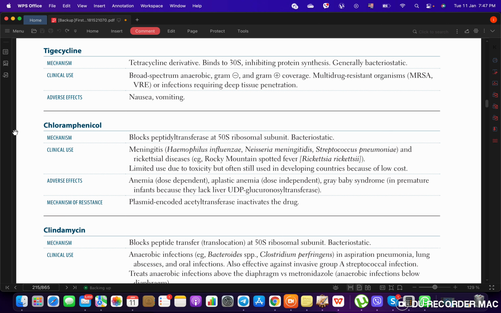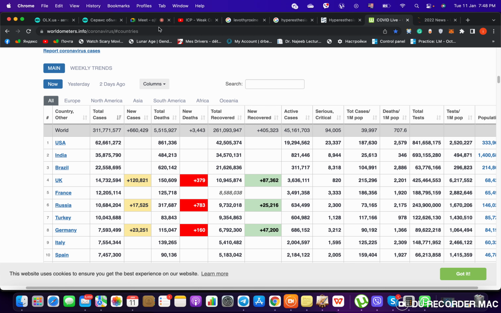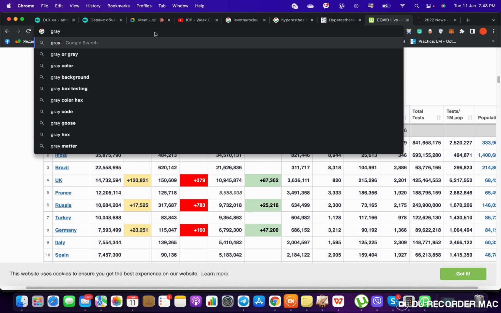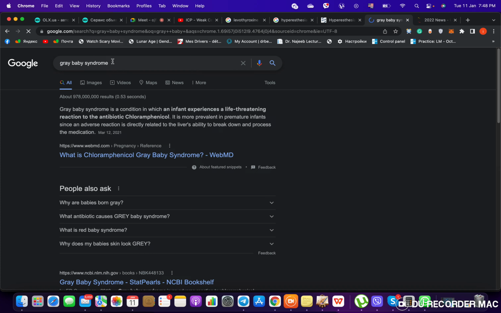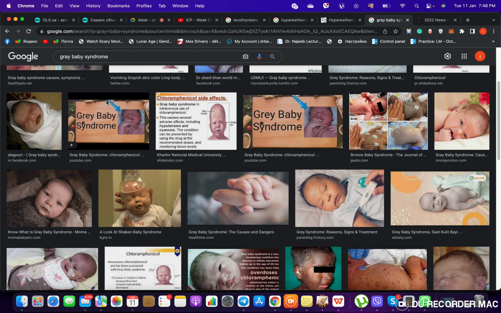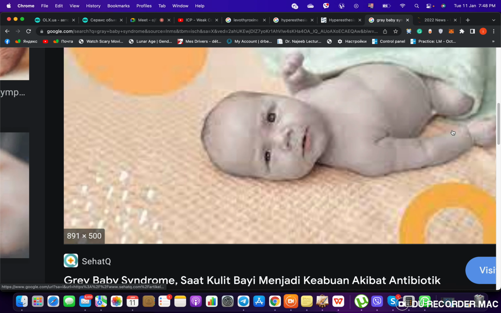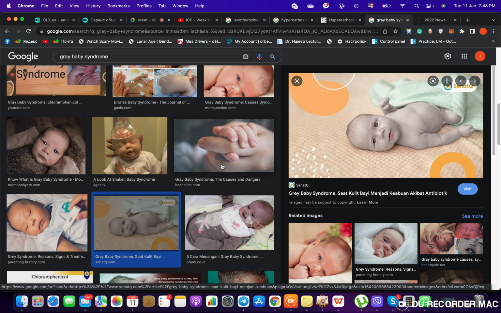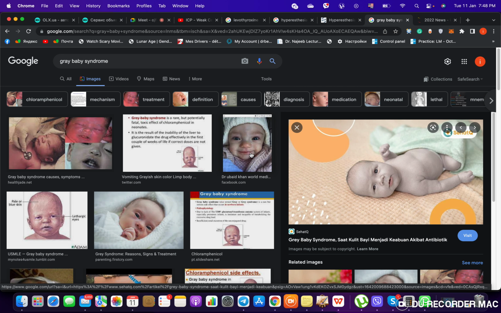Basically, the babies, I will show you a picture of a baby with gray baby syndrome. I hopefully will find it. By the way, the babies are not as gray as you think. Okay, they look like this because they have a defect in their UDP glucuronyl transferase. Basically, it's not developed yet in a good way.